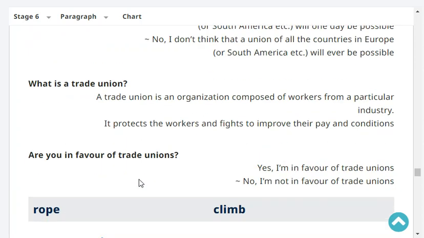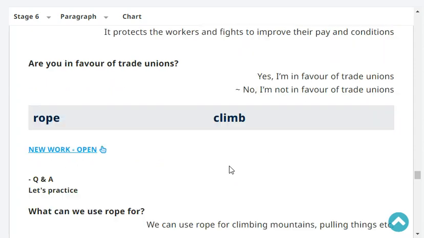Regard, what's a trade union? A trade union is an organization composed of workers from a particular industry. It protects the workers and fights to improve their pay and conditions.